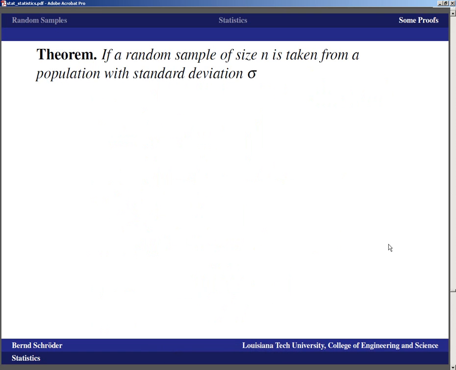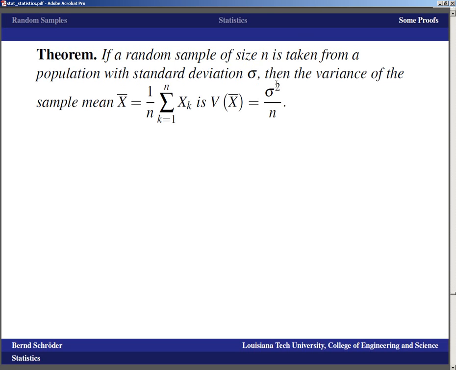Okay, finally, the hardest proof, and well, I'm not sure, I think it's equally hard to what we just did. But we've got one more thing, and that is if a random sample of size n is taken from a population with standard deviation sigma, then the variance of the sample mean, the variance of X bar, is sigma squared divided by n.